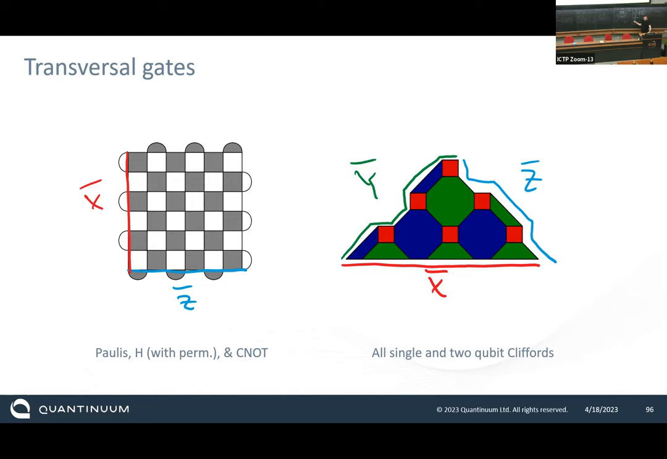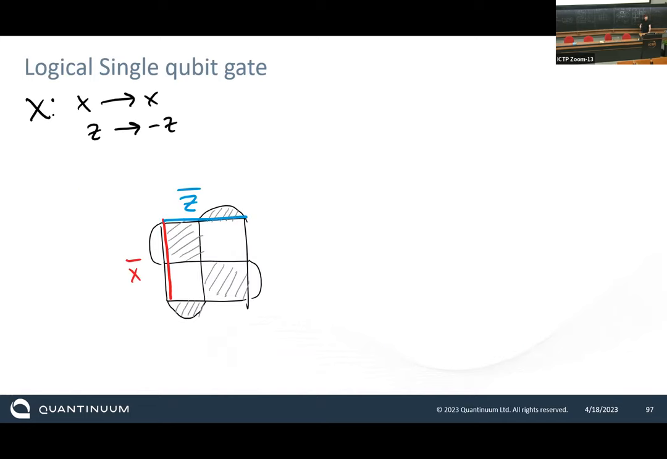It does have a CNOT gate that you can do transversally because it's a CSS code. All CSS codes can have these transversal CNOT gates. The color code is nice in that it has all these symmetries, so you actually get all single-qubit and two-qubit gates as transversal operations.